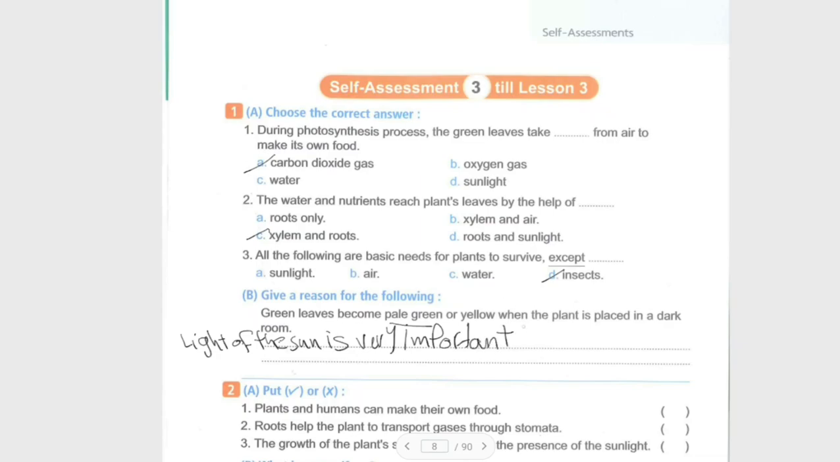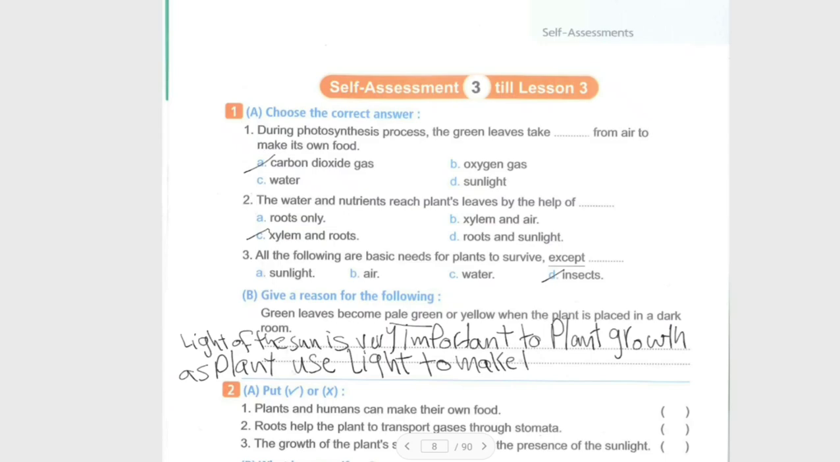Important to plant growth. As plants use light to make their own food.